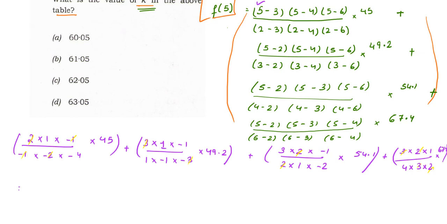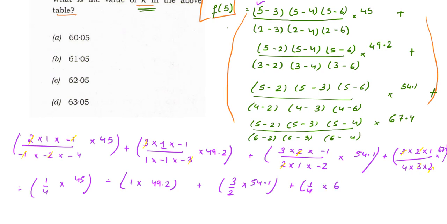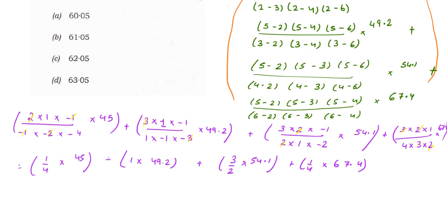Here in the first equation we are getting 1 by 4 into 45. So this minus 1 minus will come outside, and here we will have simply 1 into 49.2. Again in the third we will have 3 by 2 into 54.1, and lastly we will again have 1 by 4 into 67.4.